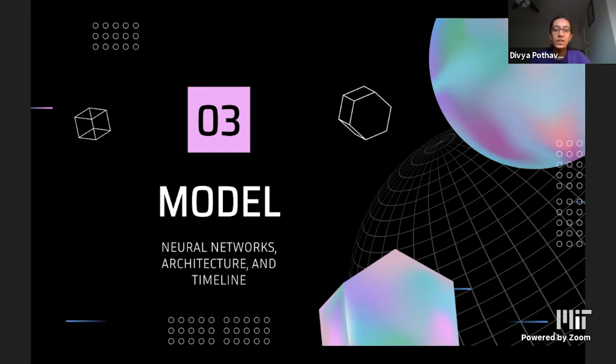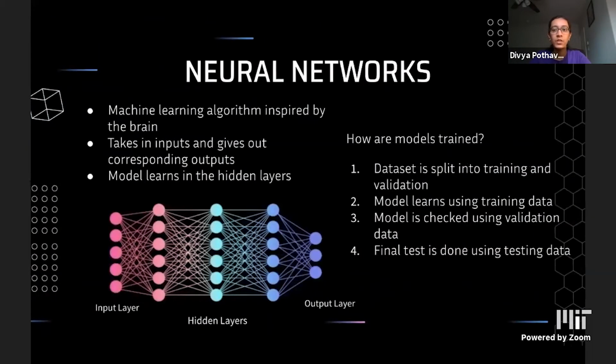So once our data had been pre-processed, we're able to start creating our model. Neural networks are a machine learning algorithm inspired by the brain in how information is passed from neuron to neuron. Similarly, in neural networks, information is passed from node to node. So it takes in inputs and gives out the corresponding outputs. And within the input and output layer are a series of layers known as hidden layers. And in these layers, the model is essentially doing the learning.